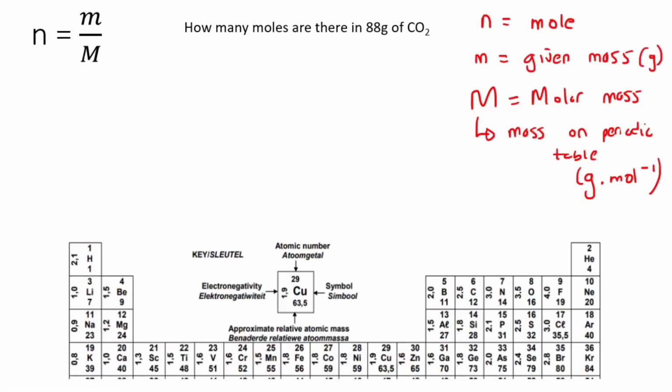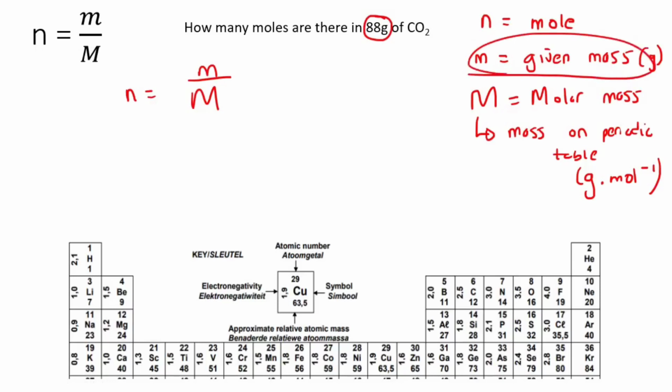So what we can do is we use this formula over here. Okay, so we say n equals m over capital M. Now look how easy this is. They gave us 88 grams. So that is the small m. The small m is the given mass. And so you're going to say 88 over.